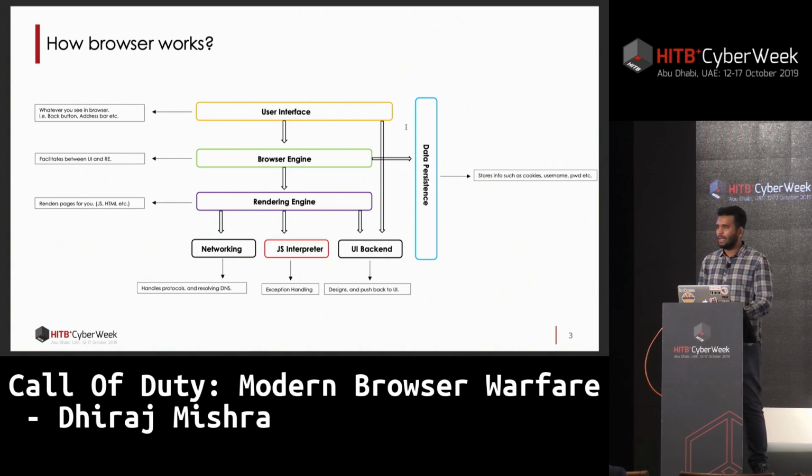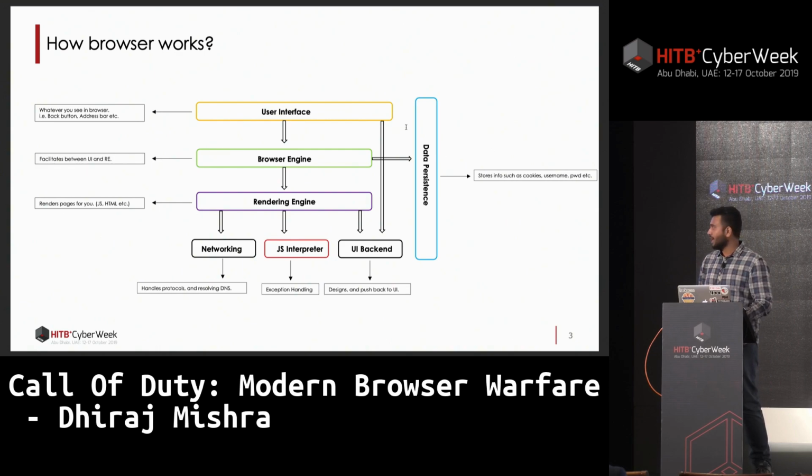Now, a rendering engine would actually have three components in this case. One is networking, the other one is the JavaScript interpreter, and the third one is the UI backend. The networking block is responsible for handling the protocols. If you browse to HTTP, it's a protocol, and HTTPS, then there is FTP and so on and so forth. So the protocol handling has been done by the networking block, which is one of the key components of the rendering engine. Apart from that, the networking block is also responsible for your DNS resolution, so resolving the DNS basically.